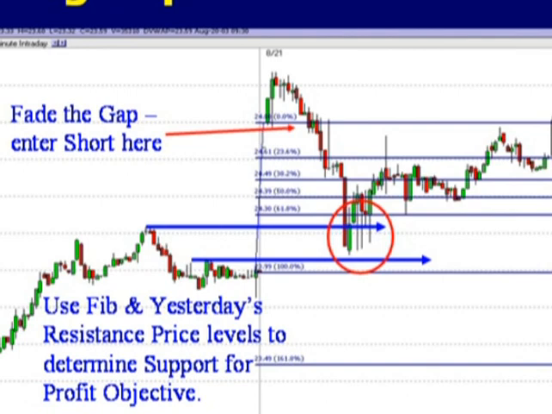After all, it gapped up. After all, what's the trend going to be for the day? It's got some good news in it, all righty? So we can use Fibonacci or yesterday's price and resistance levels to determine support for our profit objective. The first one, we can see that I was talking about the fibs, where it sat on the 38.2, where it finally broke down to the 61.8 and came back up. But I could also use this support line right in here from yesterday's close, or the high of yesterday, okay?